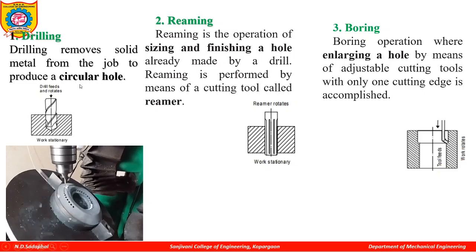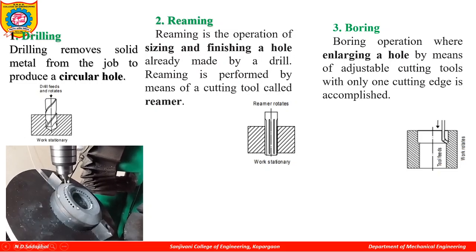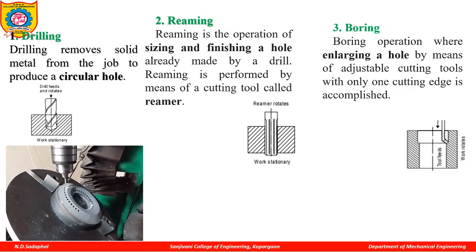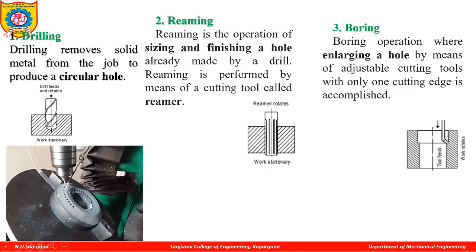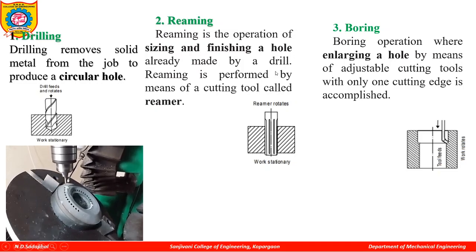The second operation is reaming. So what is the reaming operation? When a hole is drilled inside the workpiece, the inside surface of the drilled hole is not finished. So we want to achieve a finished hole from inside. Reaming is the operation of sizing and finishing a hole which is already drilled by the drilling operation. Just you want to finish the hole which is drilled. The tool used in this case is called a reamer.